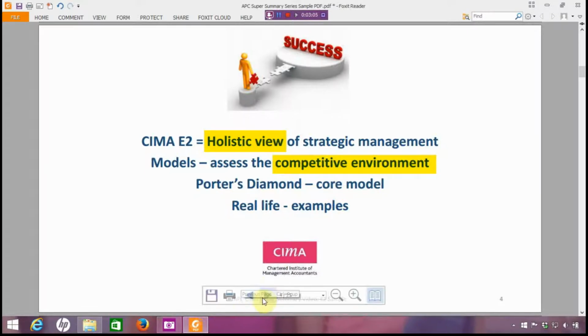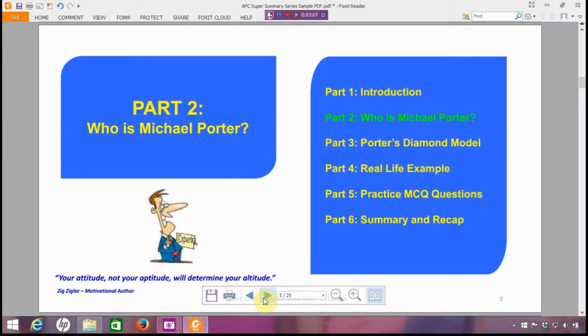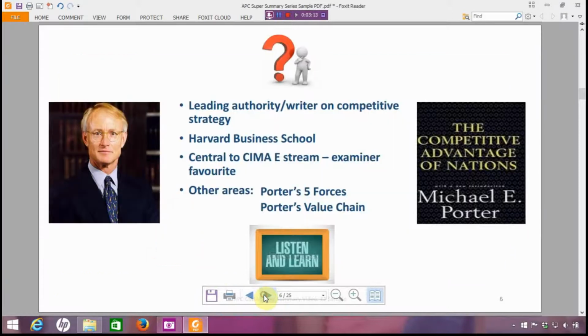So, moving on from the introduction, Michael Porter. Why should you listen to what Michael Porter says? Well, there's a number of reasons. When Michael Porter speaks, people listen. He is a leading authority on the competitive environment and on competitive strategy for businesses. His background is in Harvard Business School. He still teaches there. He's also worked at Princeton.